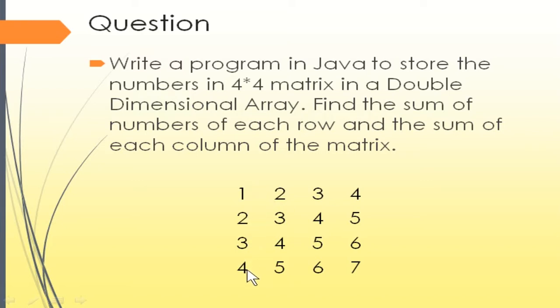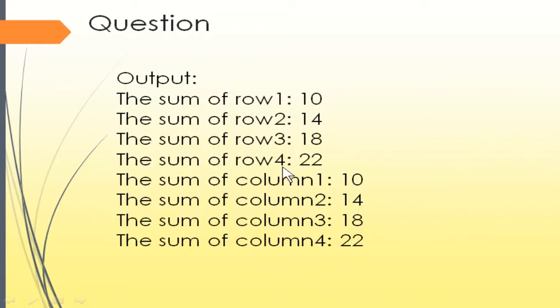First column, you have to find the sum of the first column elements, then display it. Then go to the second column elements, display it, and then the third column and then the fourth column. So you have to display individually. So your output should look like this: the sum of row 1, then sum of row 2, then sum of row 3, and the sum of row 4 should be displayed. And then again you have to display sum of column 1, then sum of column 2, then sum of column 3, and sum of column 4.